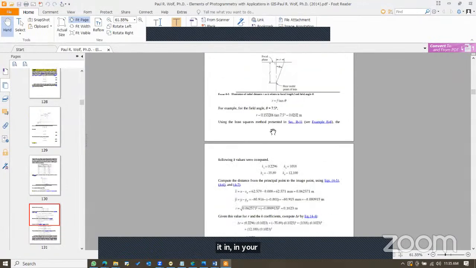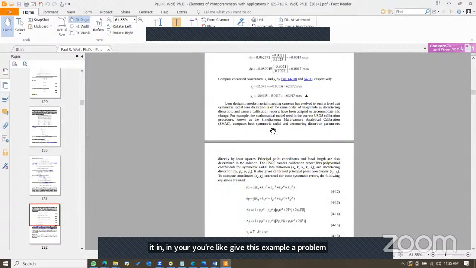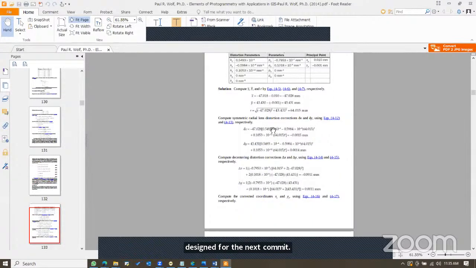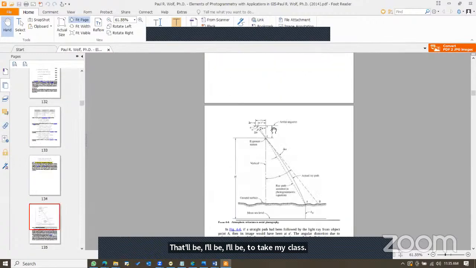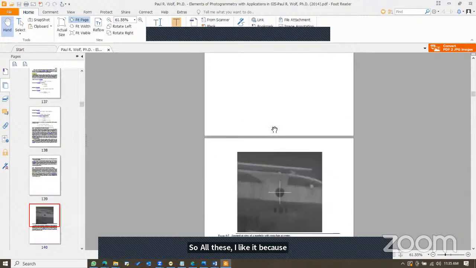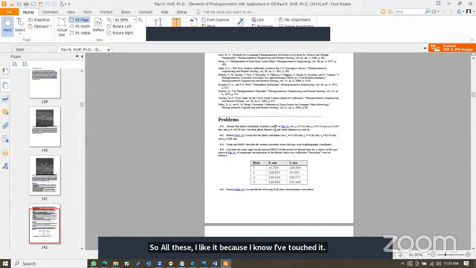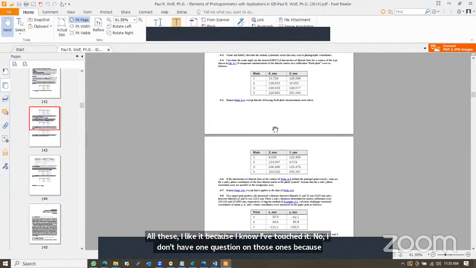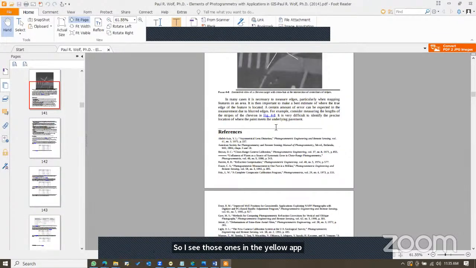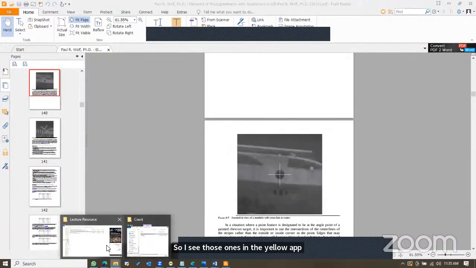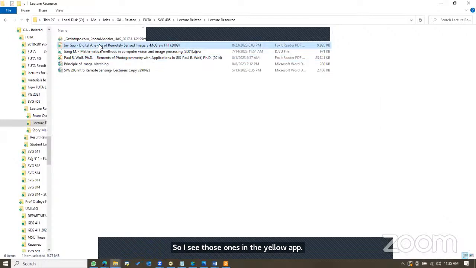My plan is to include it in the lecture note that will be designed for the next coming people that will have the opportunity to take my class for digital photogrammetry. All these ones I like because I know I've touched them, though I don't have much question on those ones. So you see those ones in yellow, those ones in yellow. This one is in yellow. After that, I now move to the next textbook. I know I gave you 2 textbooks. Move to the next textbook.